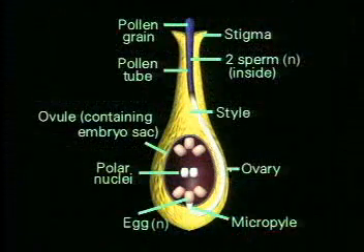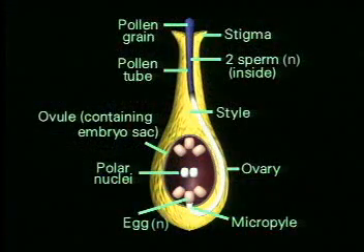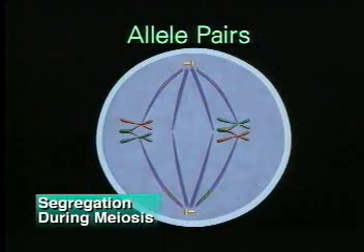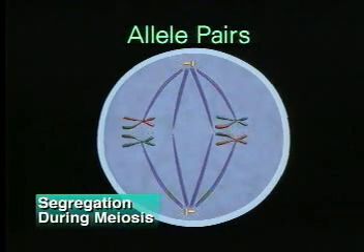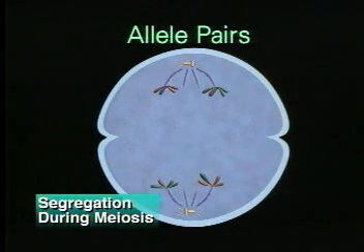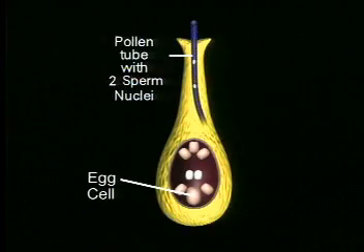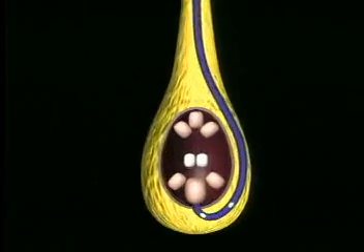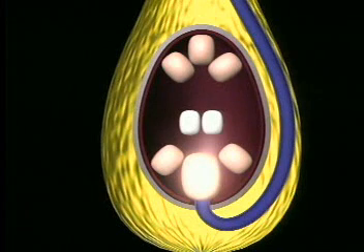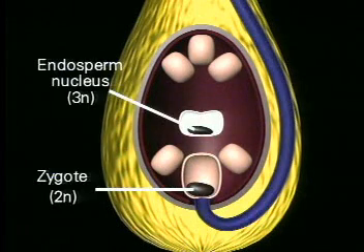The sperm nucleus carried by the pollen and the egg cell are gametes formed by meiosis. These gametes are haploid. Since each gamete can only carry one allele for any trait, the alleles must have segregated during meiosis or gametogenesis. When the haploid sperm nucleus and egg cell meet during fertilization, the complementary alleles match up, potentially in new combinations, and the diploid condition is restored in the offspring.